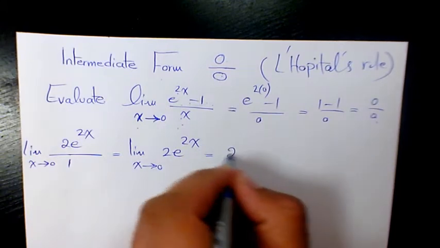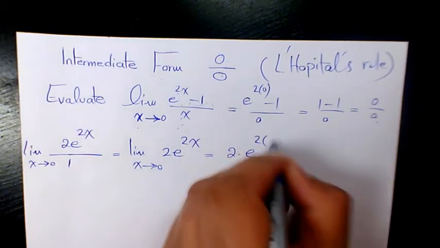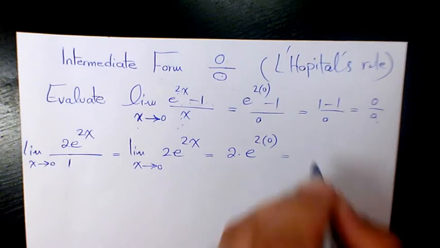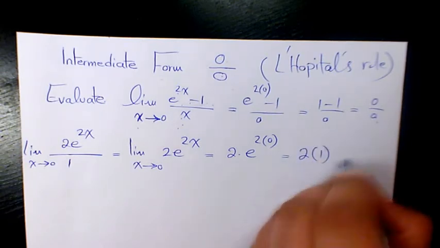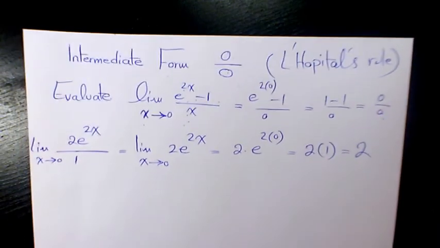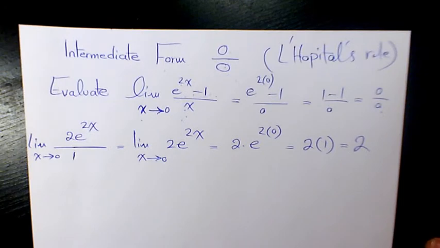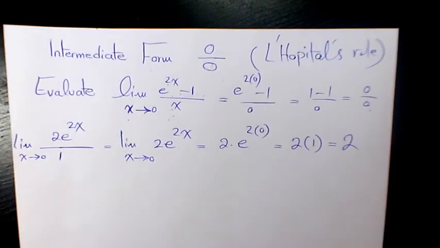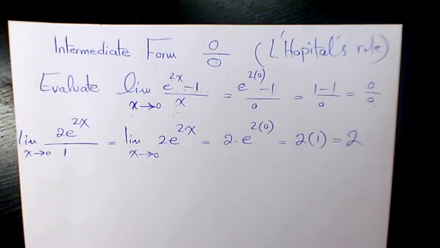So that's going to be 2 times e to the power of 2 times 0. It's going to be 2 times 1, which is equal to 2. So that's how we find the limit of an expression which leads to 0 over 0 using L'Hopital's rule.